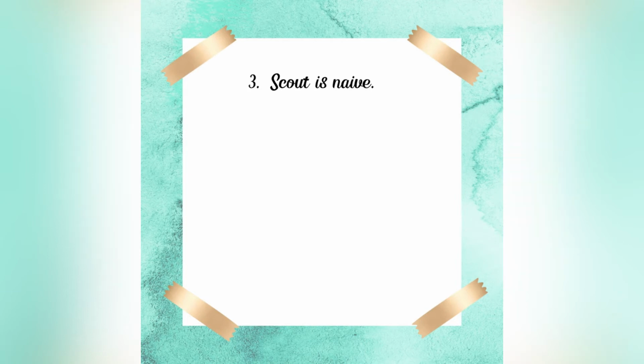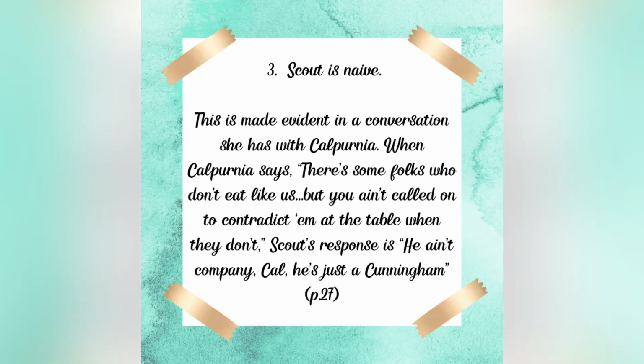Number 3, Scout is naive. How do we know this? Here I introduce the quote by sharing a bit of background information once again. This is made evident in a conversation she has with Calpurnia, when Calpurnia says, "There's some folks who don't eat like us, but you ain't called on to contradict them at the table when they don't." Scout's response is, "He ain't company, Cal, he's just a Cunningham." How does this connect to my argument?